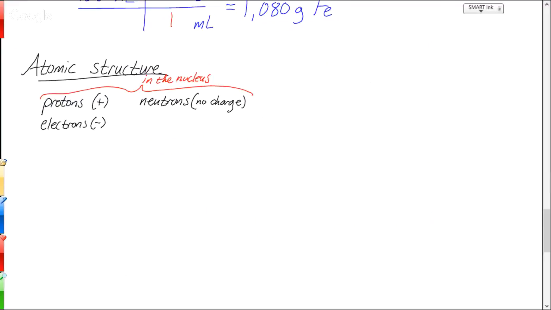and the electrons are out of the nucleus. The protons and neutrons make up most of the mass of the atom. Electrons are super, super tiny compared to protons. All right, so now let's think about how we know how many of these particles are in various atoms.